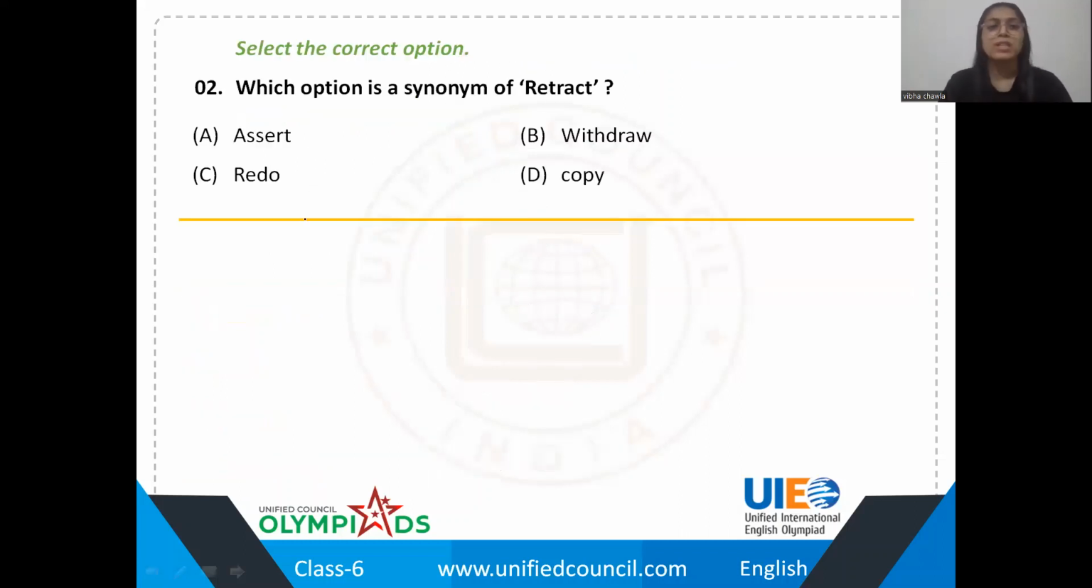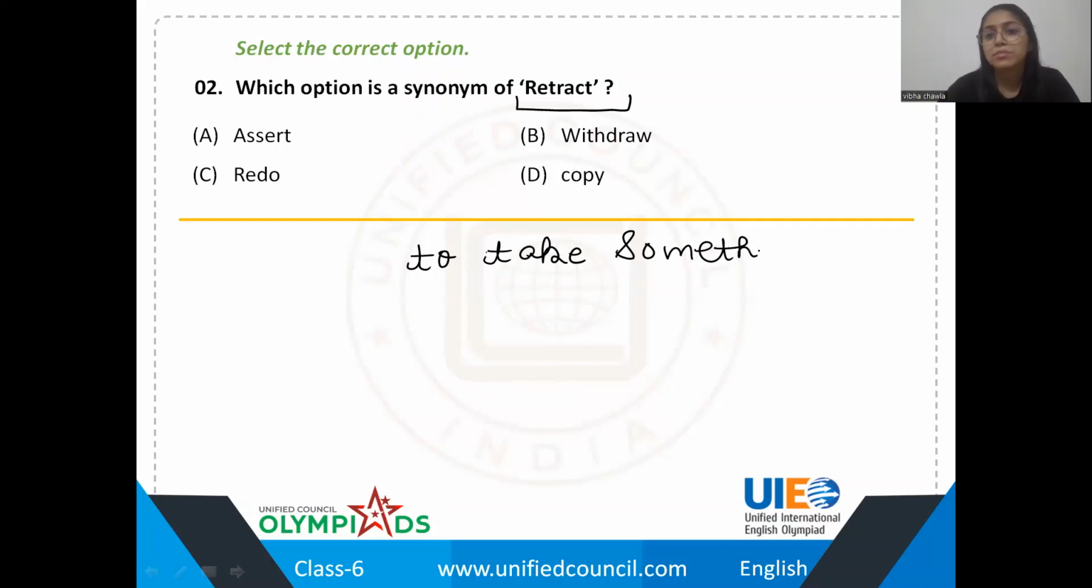Let's move to question number 2. Which option is a synonym of retract? There is a word given, retract, and you have to tell its similar meaning. Firstly, what does retract mean? Retract means to take something back. So if I look at the given options, the word with similar meaning is withdraw. Withdraw is also to take something back.